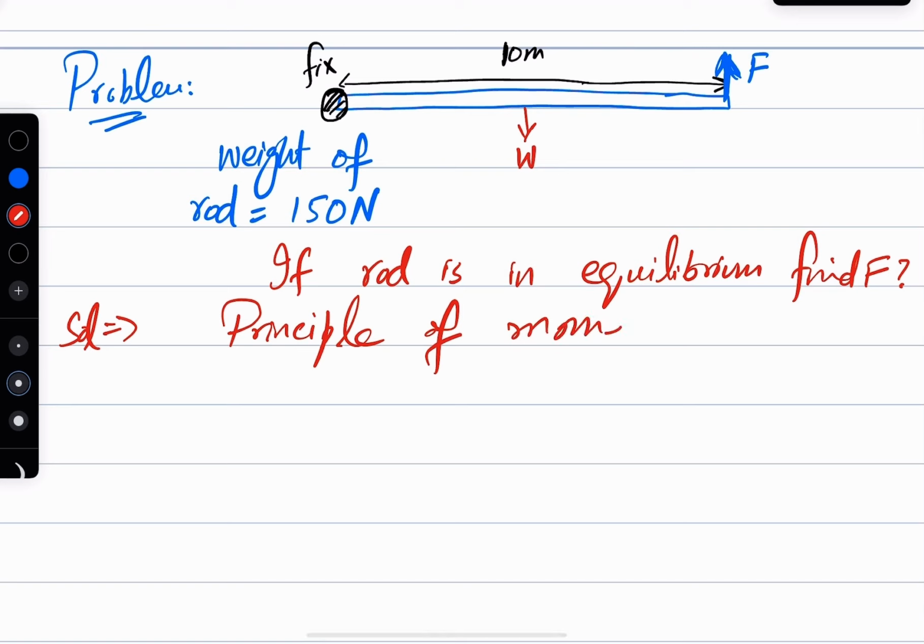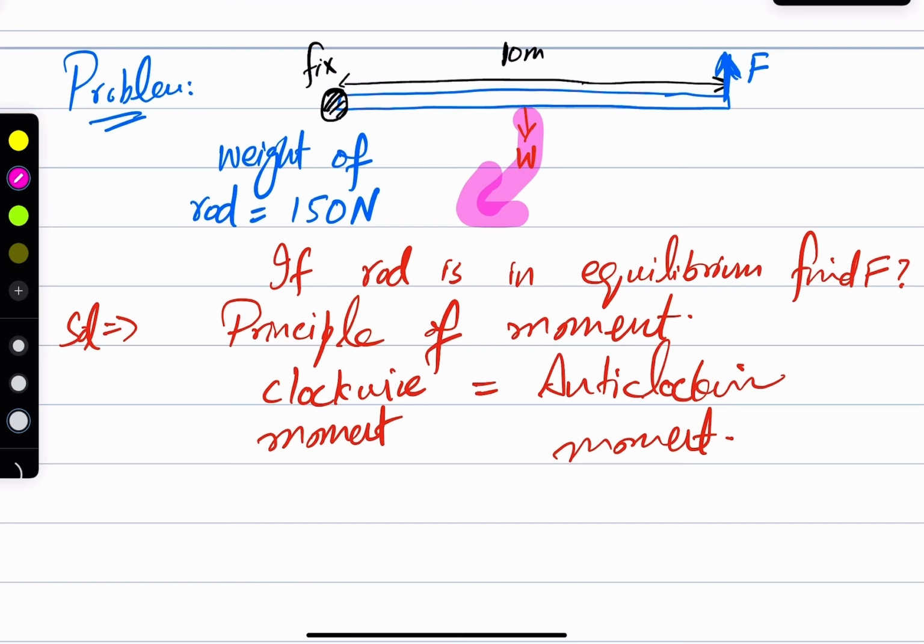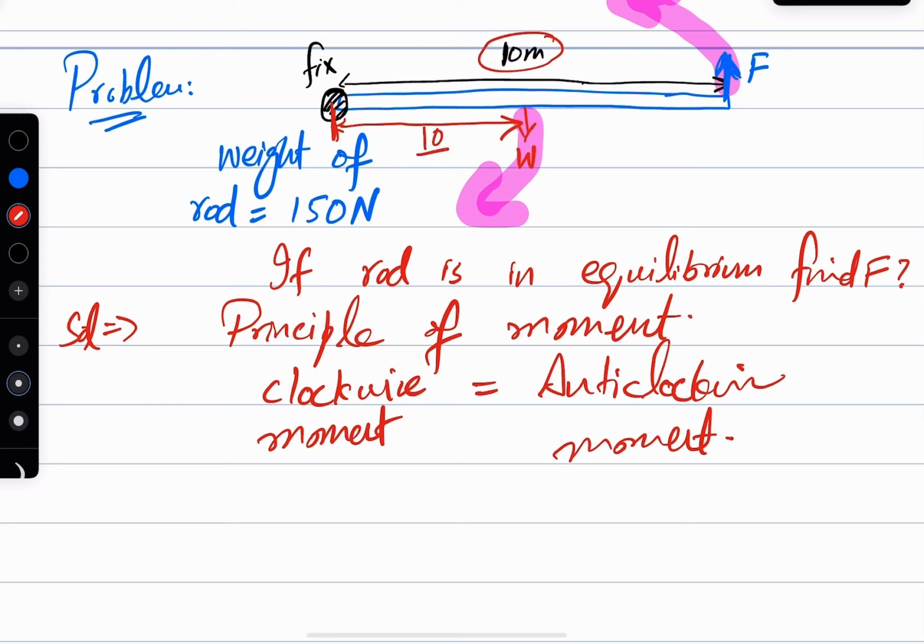For solving this we have to apply the principle of movement. So clockwise movement is equal to anti-clockwise movement. Clockwise movement is basically due to this weight, and the anti-clockwise movement is due to this force. They should be equal. For this weight, the distance will be considered from the pivot point. This is the distance. If the total length is 10, this will be half of it, so 10 by 2 is 5.